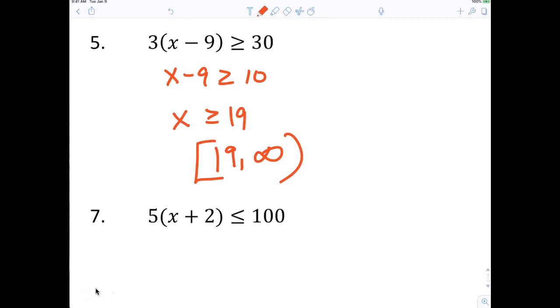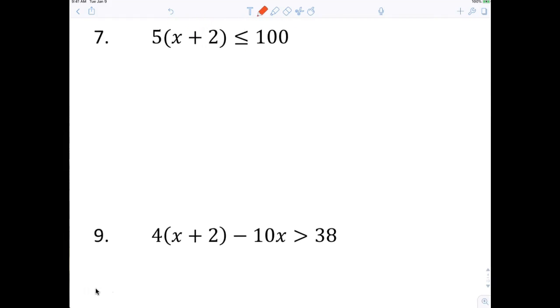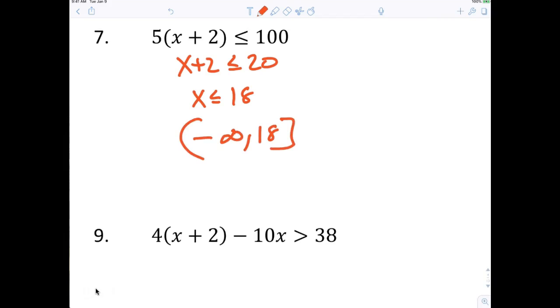All right, I'm coming down to check you right now. Number 7. What do I need to do on number 7? Divide by 5. So x plus 2 is less than or equal to, subtracting 2, x is less than or equal to 18. So now we're starting where? Negative infinity. And we're going to what? 18. And there's a bracket on 18, no bracket there. Everybody good on this?